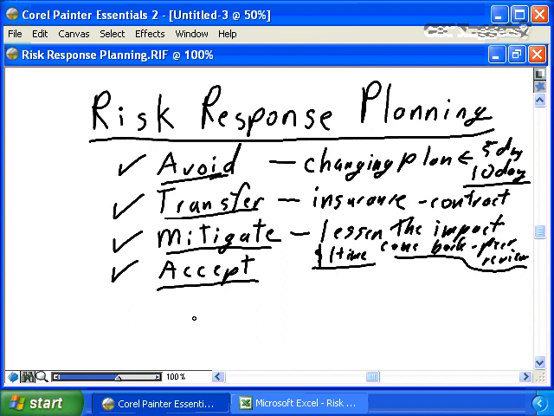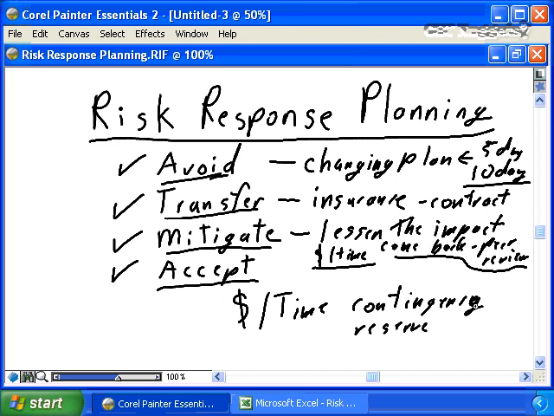But when you decide to use an acceptance strategy, you absolutely need to ensure you have the time and the dollars, the contingency, the reserve built into your project plan to ensure that when there's nothing to do but accept the risk, you have the allowances built into your project plan to ensure that your project plan is not going to be negatively impacted by the risk. You do risk response planning for each and every identified risk.